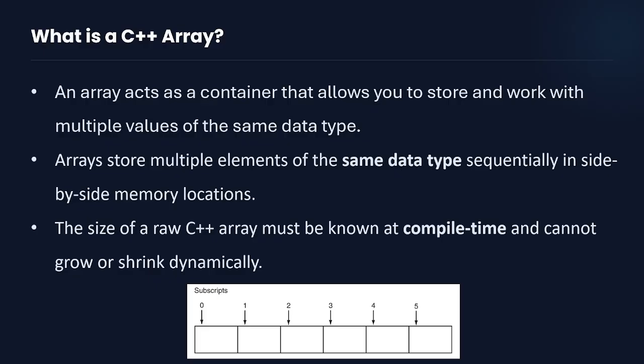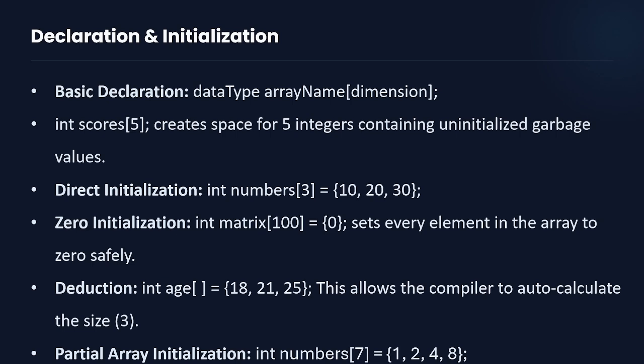All right, so the next thing we will look at is how we can declare and then initialize an array. We have the basic declaration. The basic declaration of an array is to give it the data type first, then the array name, then the dimension or the size of the array.